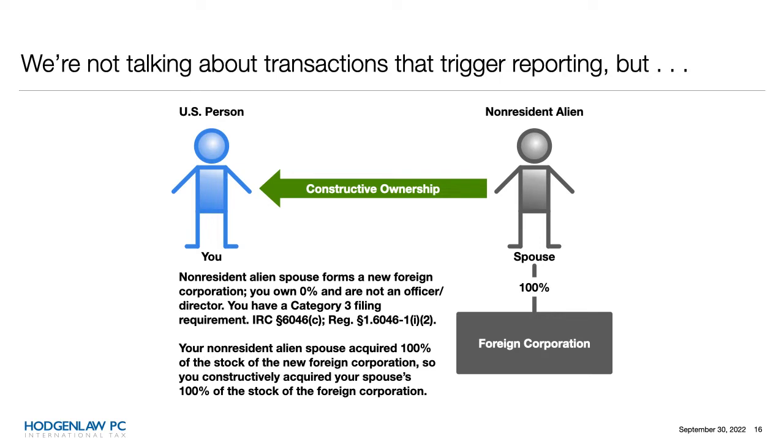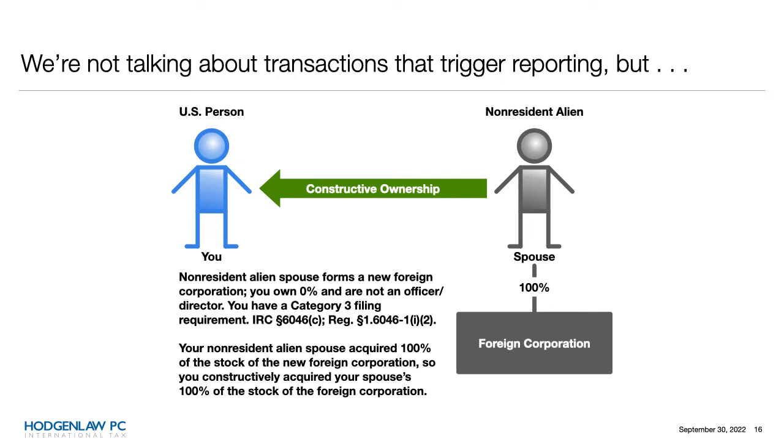And so we know for certain that U.S. citizen spouse can never be a Category 2 filer because U.S. citizen spouse is never an officer or director. So that's good. But U.S. citizen spouse is a Category 3 filer for the year in which this corporation is formed, because if you want to think about it this way, at one moment no corporation existed and the non-resident alien spouse owned nothing, and the next moment the non-resident alien spouse owned 100% of the stock of the foreign corporation. So there was an acquisition of stock there.